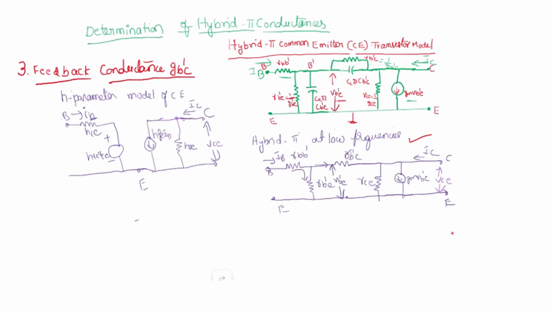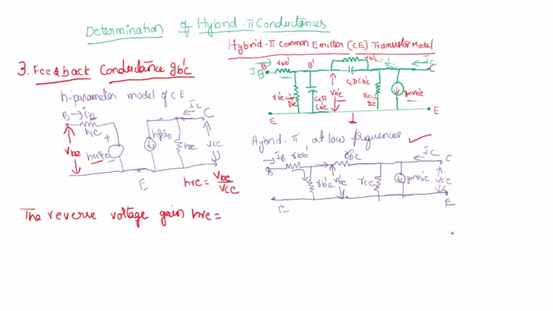To start this conductance, first you have to go for the concept, the reverse voltage gain. The reverse voltage gain in terms of the H parameter model is hre. See, this is the reverse voltage gain, hre. In the H parameter model, this is your VB and this is VC. Here hre is the reverse voltage gain, input voltage by output voltage.